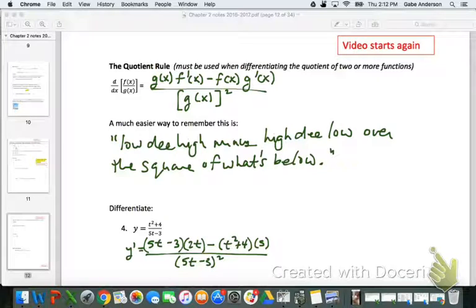So just another thought here, if the little saying doesn't rhyme, you did it wrong, so it should be low d high minus high d low over the square of what's below. So if you said high d low minus low d high over the square of what's below, you can see that it doesn't really rhyme, so you actually said the top backwards. And of course, the ordering in the top really matters because it is subtraction.